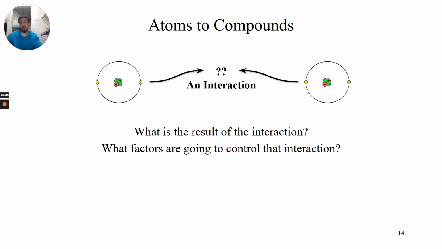The result of that interaction is going to dictate whether we see a chemical reaction or whether we see nothing, okay? Or potentially even a physical interaction. The things that are going to control that are going to be how those electrons are held on each individual atom. And if one atom wants to steal electrons from the other, we could change those interactions.